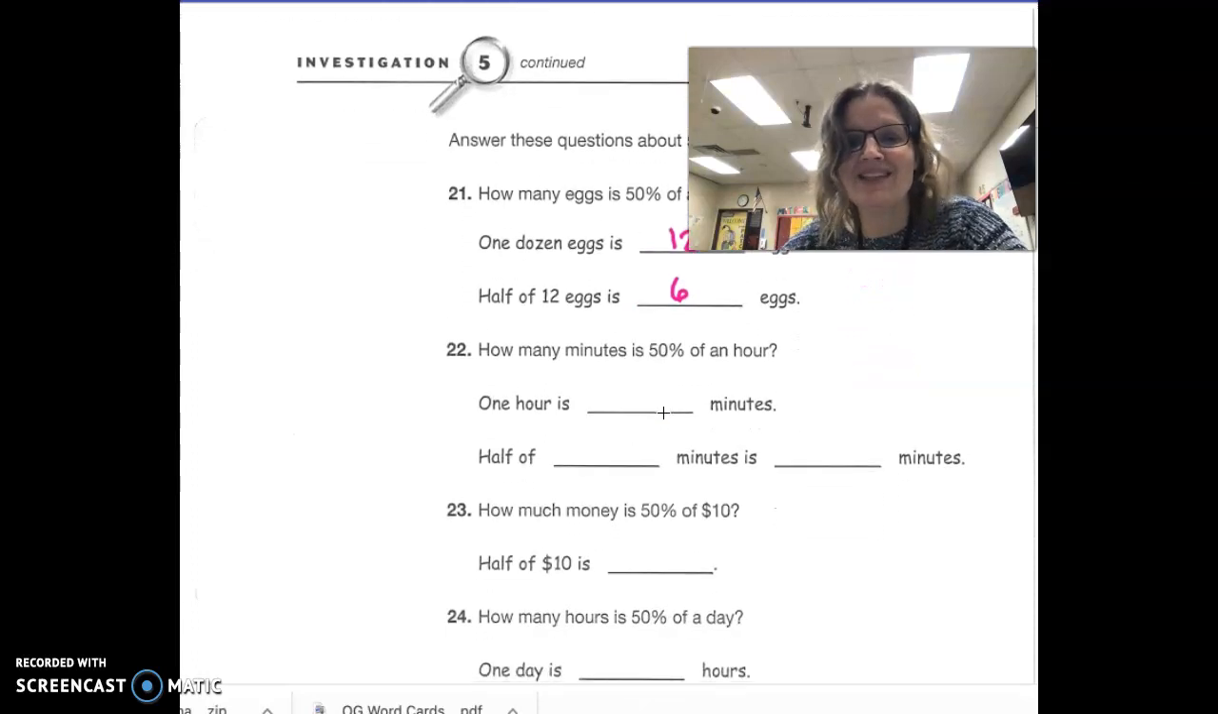How many minutes is half of an hour? We know that 1 hour is 60 minutes. Half of 60 minutes is 30 minutes. So that's 50% of an hour.